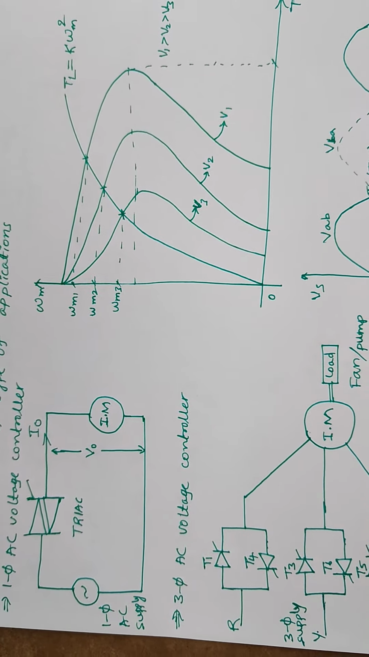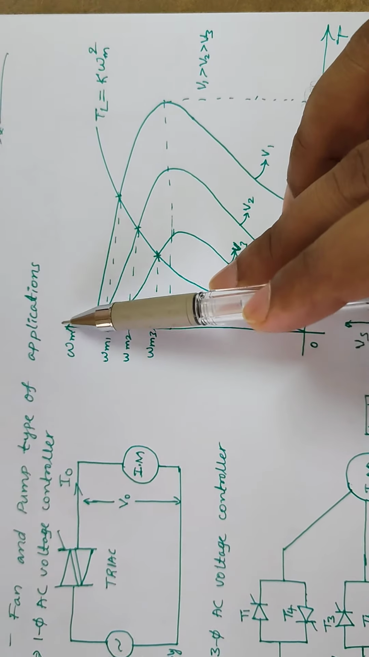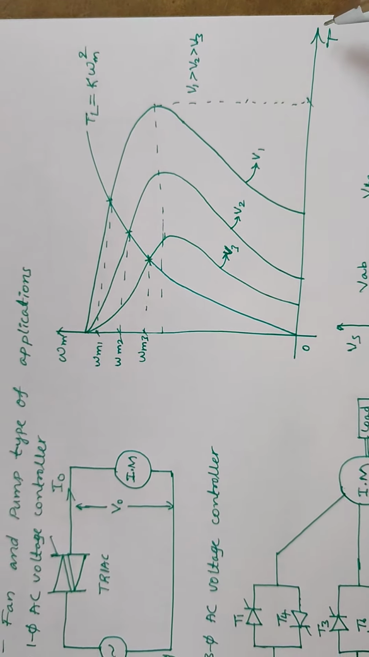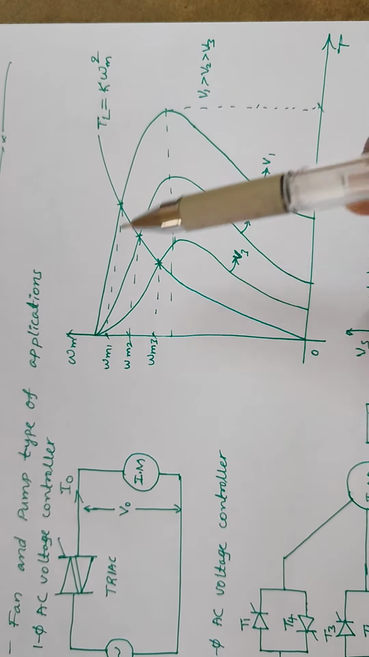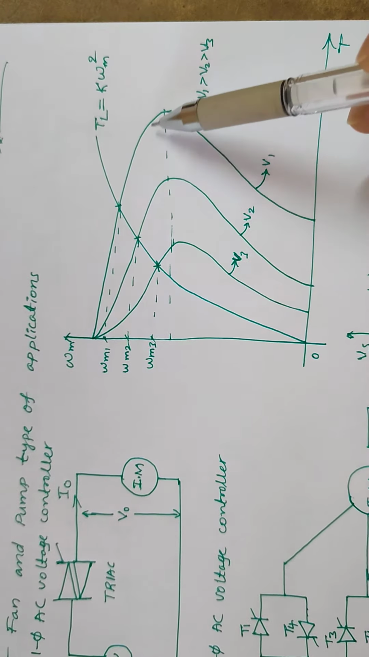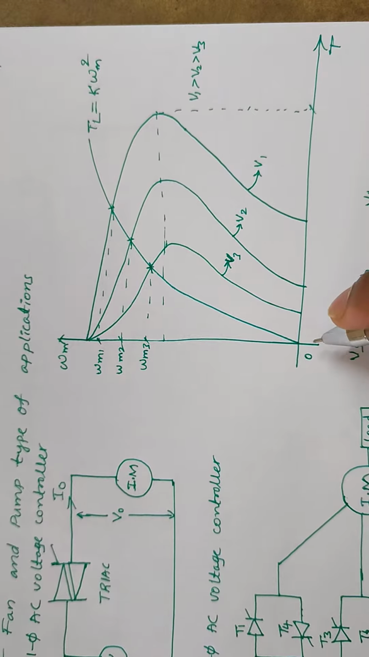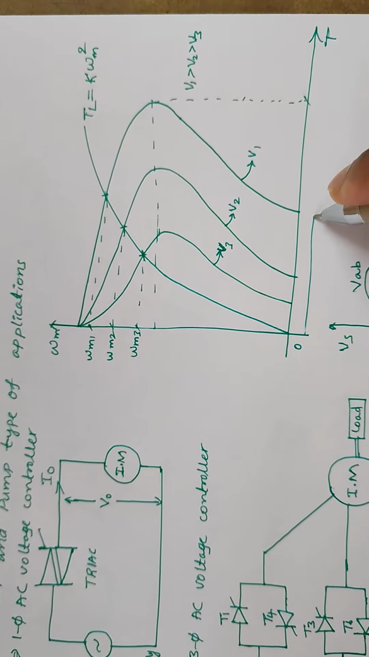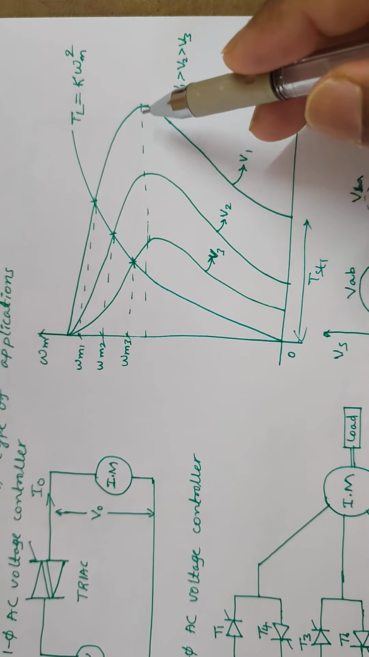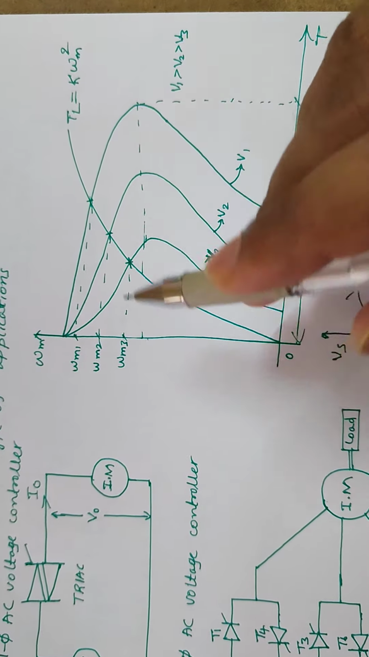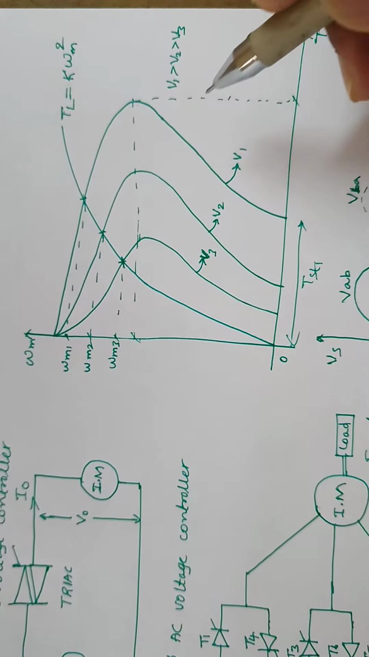Okay, if we see the speed torque characteristics, on the y-axis speed, on the x-axis torque, if we take the normal induction motor with some supply voltage V1, the characteristics look like this, right? Normal induction motor. This is the starting torque TST1, and the corresponding maximum torque is Tmax.